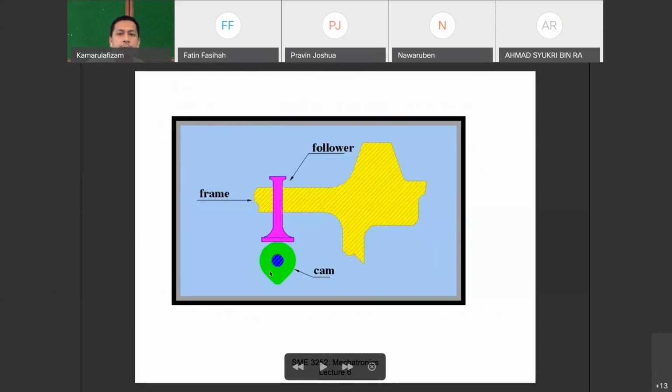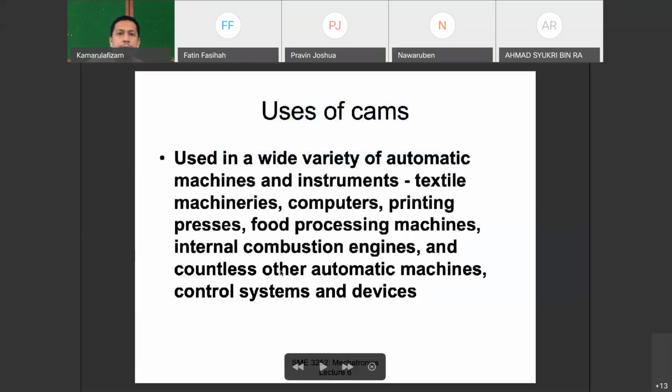This is the part that rotates, and because of its contact profile like this, it causes linear motion of the follower. Alright, so this is cyclic, this is rotational, and that thing will go back and forth in a cyclic manner. Okay, it rotates following the cam profile.